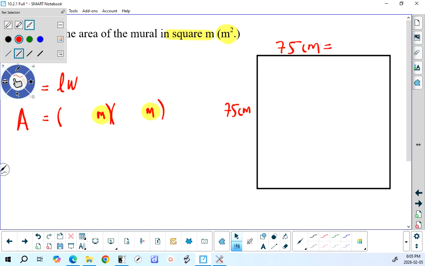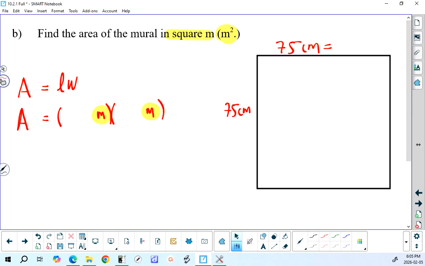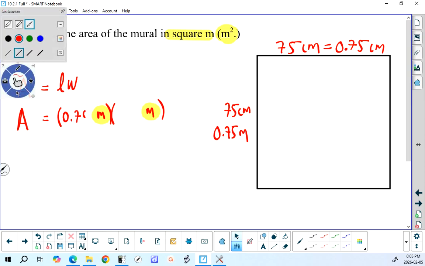In yesterday's lesson, I suggested to you that you don't always need to use a ratio, and in fact, using a ratio can be a time killer here. You should be able to just convert 75 centimeters to meters by moving the decimal 2 places to the left. So each of these dimensions is 0.75 meters. And that means if we multiply 0.75 meters by 0.75 meters, we will get the area in square meters.